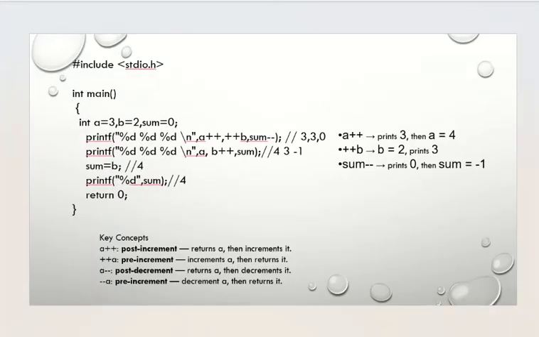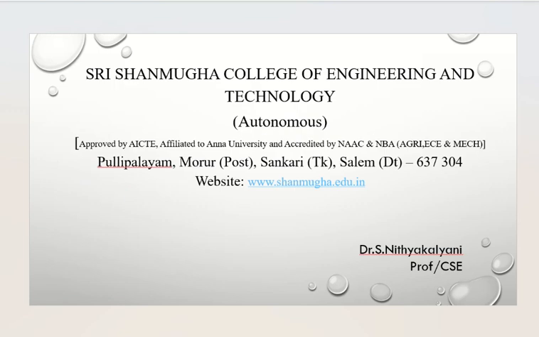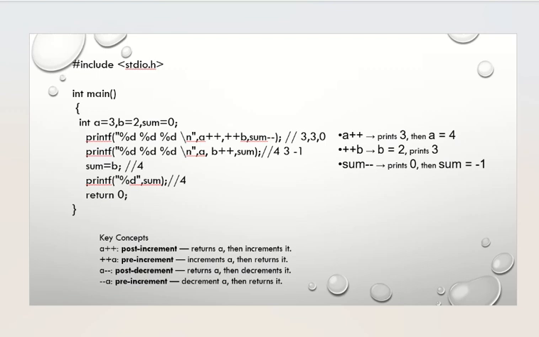Hi all. Today we are going to see operators and expression interview questions in C program. Can you guess the output of this program?